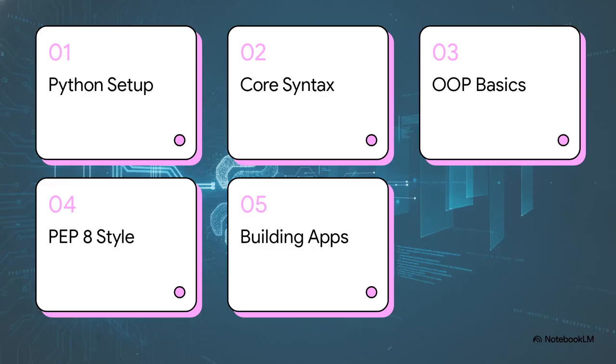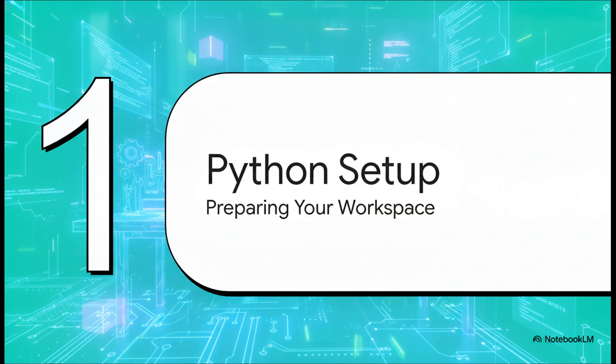So here's the roadmap for our explainer today. First, Python setup and IDEs. Second, core syntax and functions. Third, object-oriented programming basics. Fourth, the PEP 8 coding style. And finally, building Python applications. Let's kick things off with part 1, Python setup and IDEs.